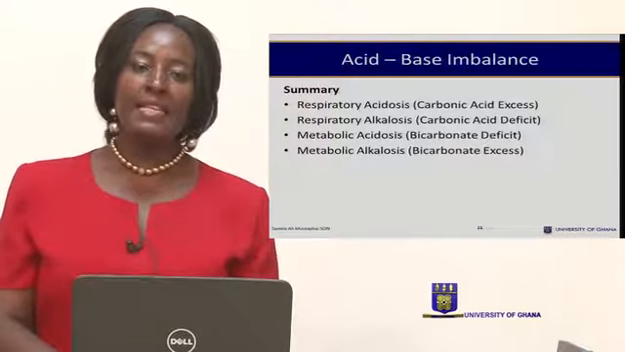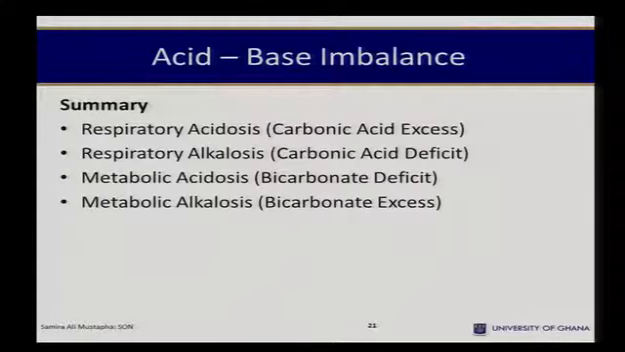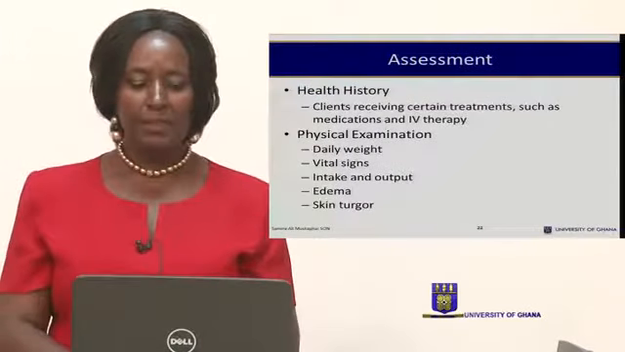In summary, we are saying that respiratory acidosis is carbonic acid excess. Respiratory alkalosis is carbonic acid deficit. Metabolic acidosis is bicarbonate deficit, and metabolic alkalosis is bicarbonate excess. So this is very self-explanatory.